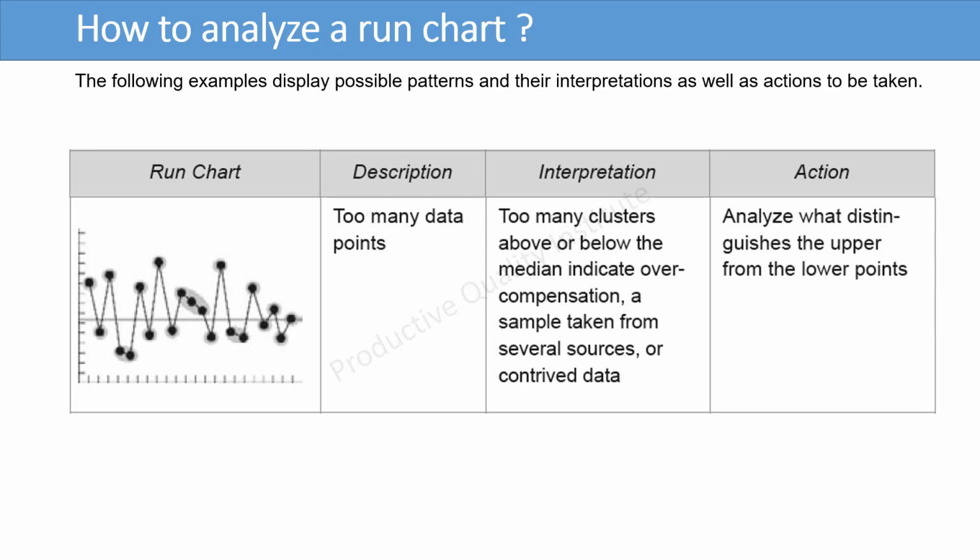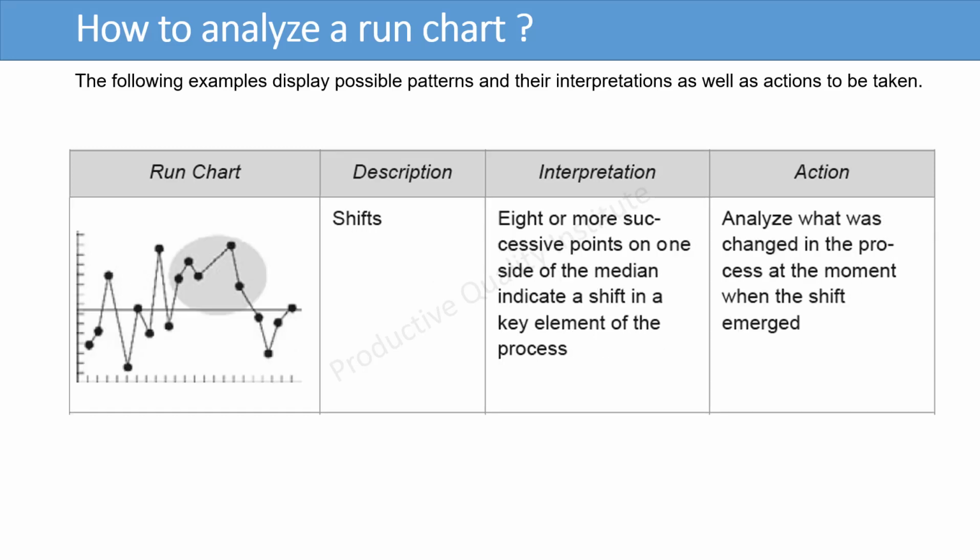Description of the pattern: too many runs. Too many clusters above or below the median indicate overcompensation, a sample taken from several sources, or contrived data. Action to do: analyze what distinguishes the upper from the lower points. Description of the pattern: shifts. Eight or more successive points on one side of the median indicate a shift in a key element of the process. Action to do: analyze what was changed in the process at the moment when the shift emerged.